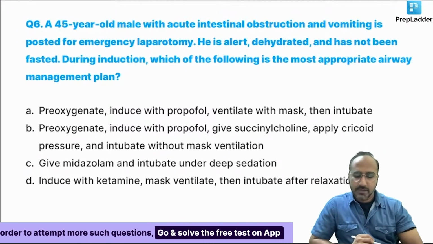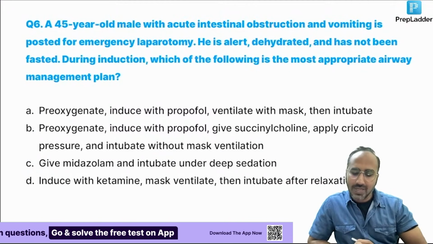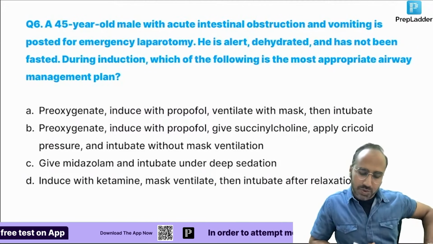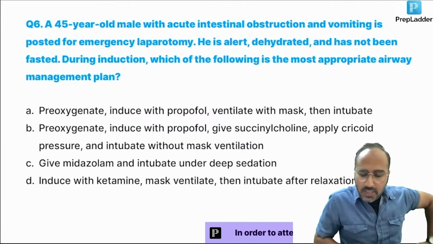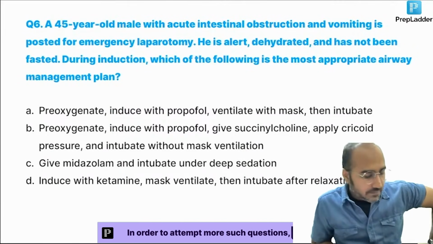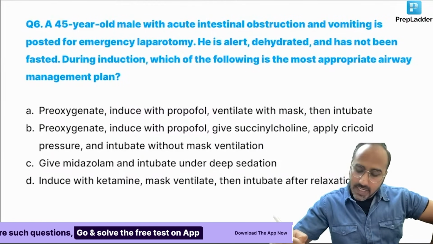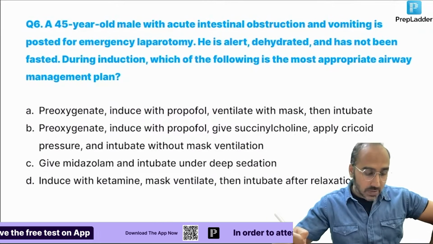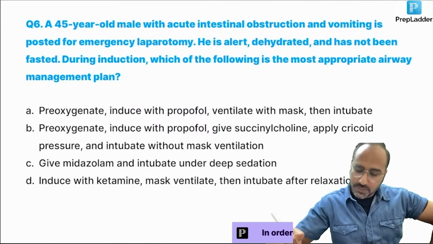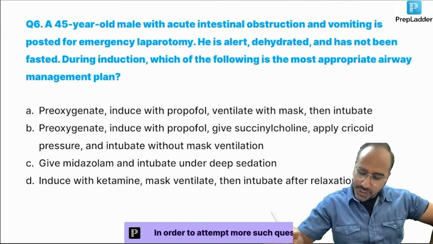Next question, guys. A 45-year-old male with acute intestinal obstruction and vomiting is posted for emergency laparotomy. He is alert, dehydrated and has not been fasted. During induction, which of the following is the most appropriate airway management plan?